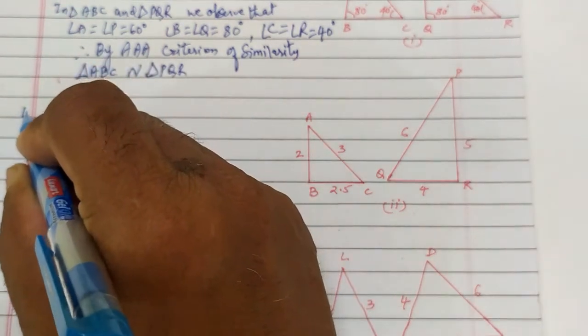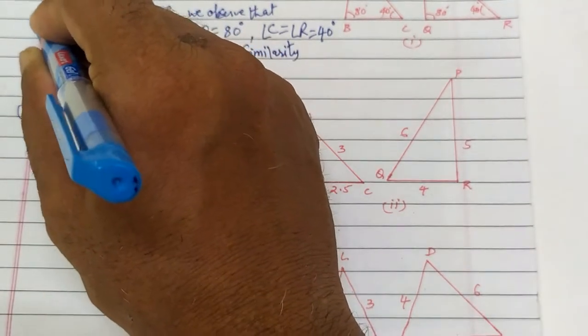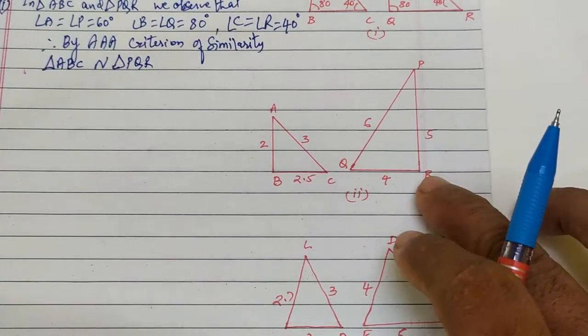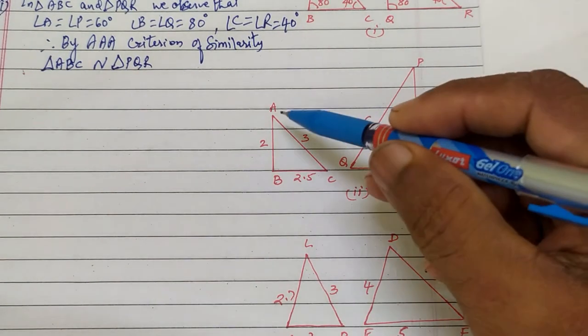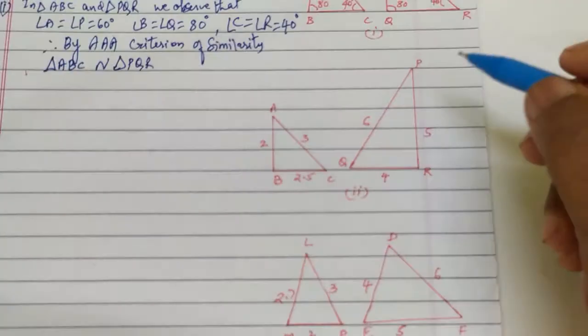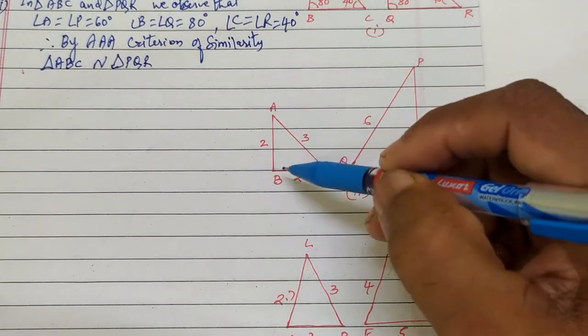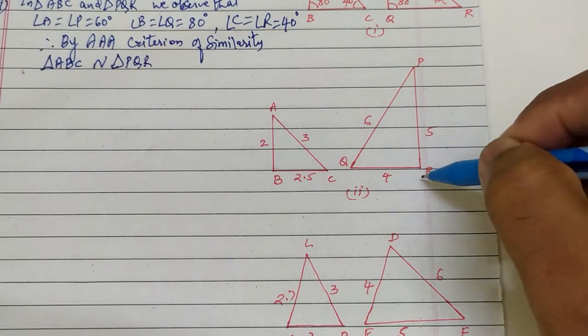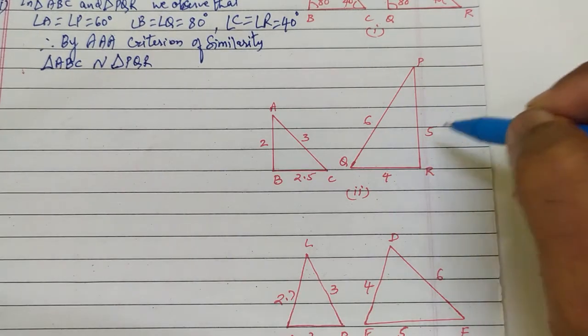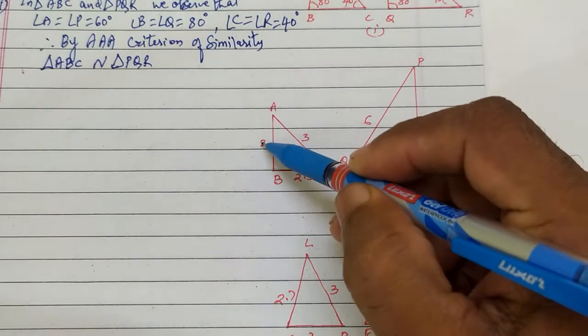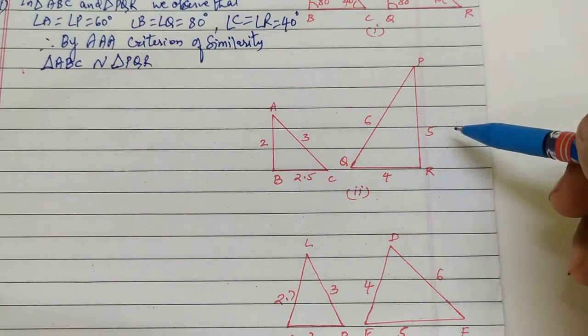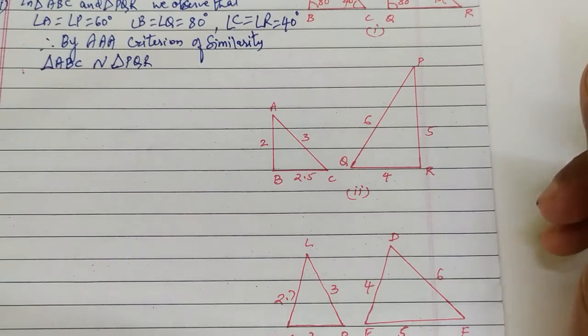This is the second one. Here we can see all the sides are given. AB is 2. Here you can see QR is 4. Then BC is 2.5. Here RP is 5. Means it is 2, this is 4. This is 2.5, this is 5. This is 3, this is 6.